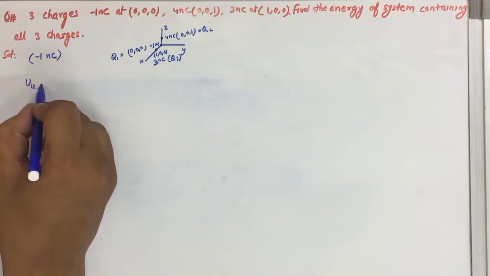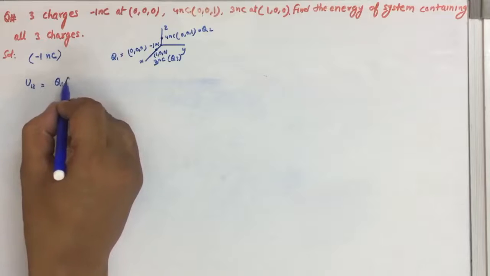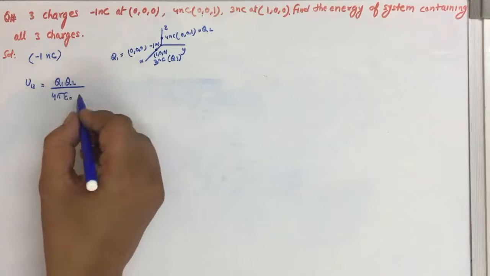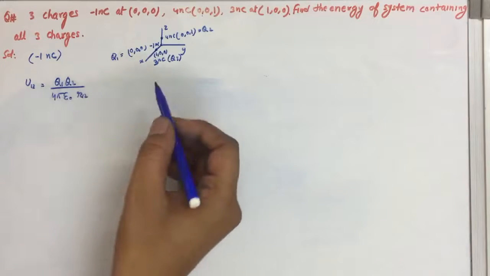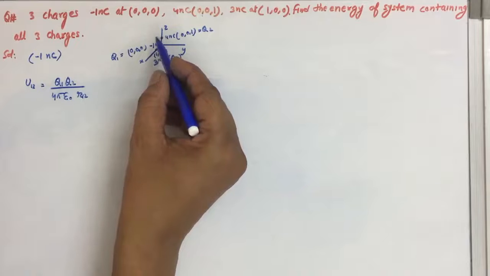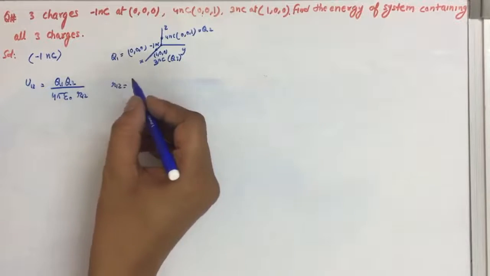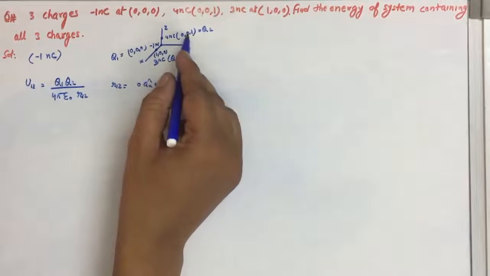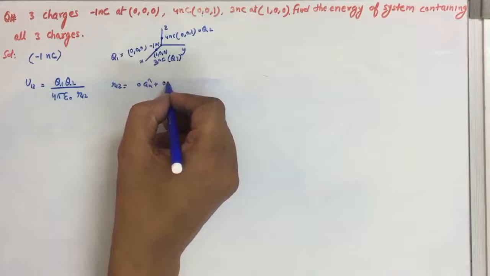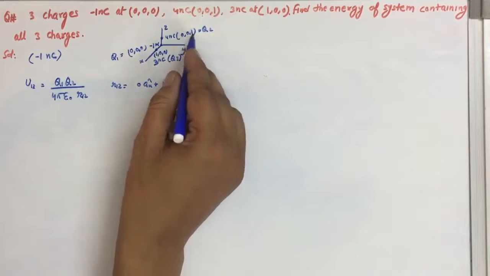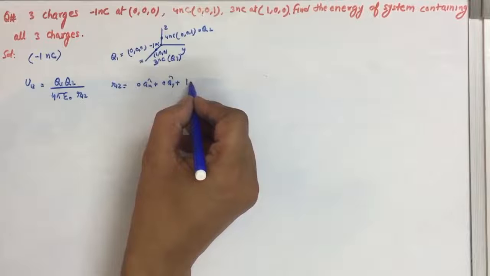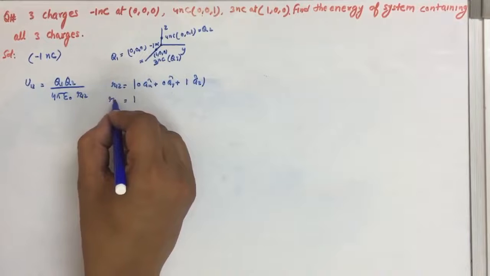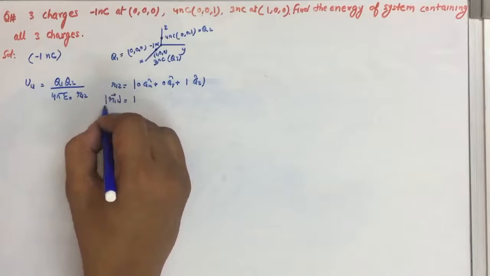Potential energy between 1, 2 will be equal to charge 1, charge 2 divided by 4 pi epsilon naught, the distance between 1, 2. So this is 1, this is 2. So according to that, R12 will be final minus initial in the direction of x, plus final minus initial 0 minus 0 in y, plus final minus initial, that is 1 minus 0, that is az. How much will it be? R12 will be 1. Okay.